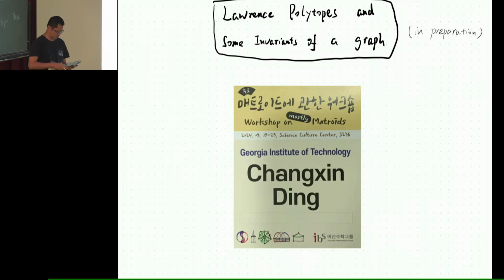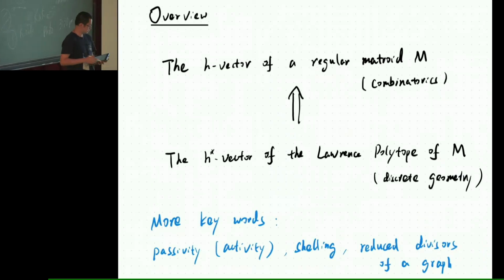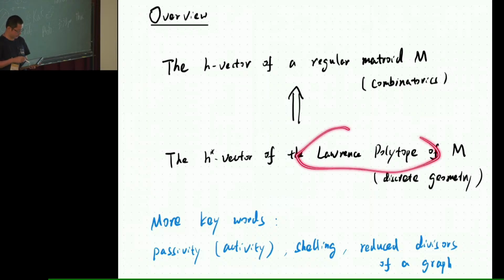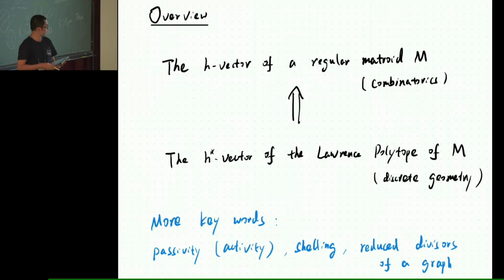So let's go. Here is just a brief overview. Basically, I want to study the H vector of a regular matroid M, which is a combinatorial object. Then I want to study that in a geometric way, meaning I try to make use of the Lorentz polytope of this regular matroid M, and I try to study the H star vector of it. So this is about discrete geometry.